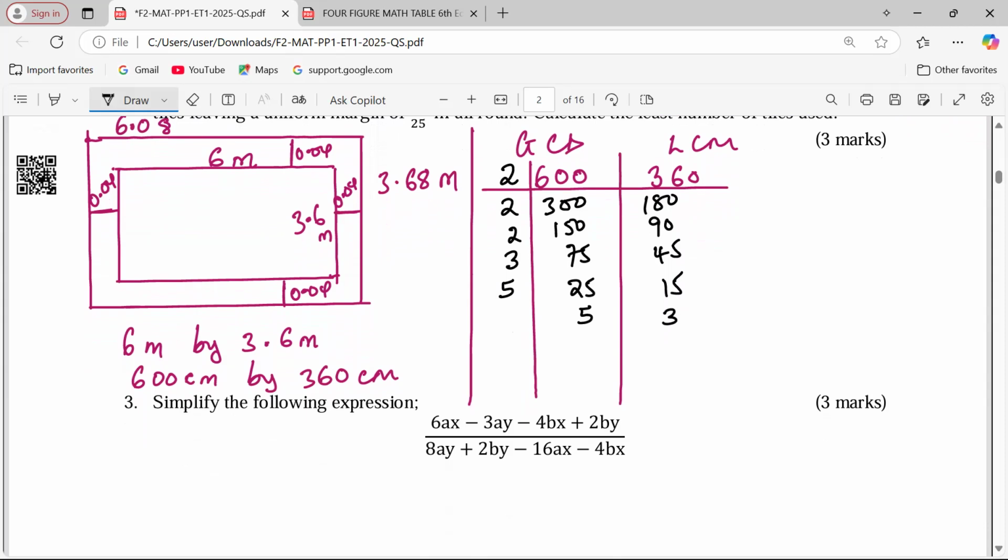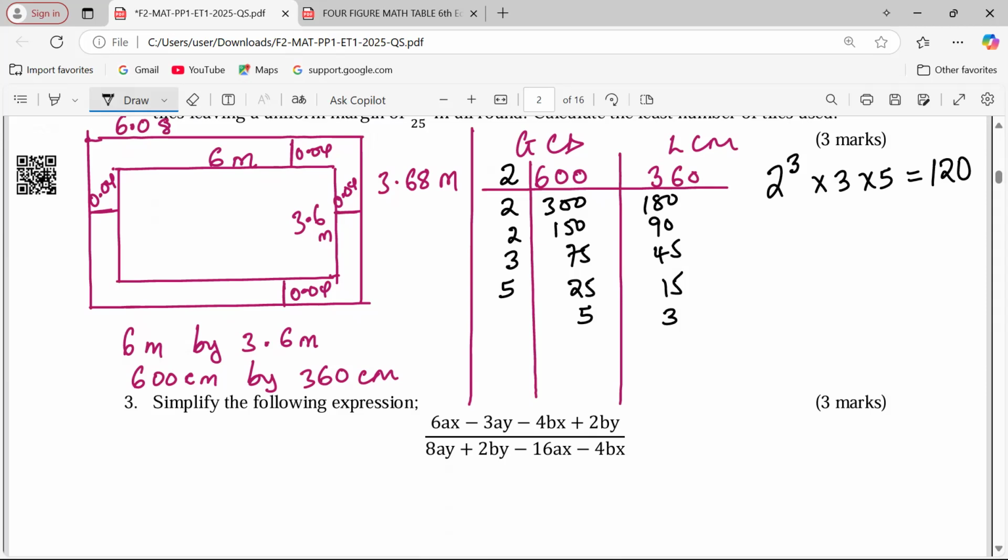So now the GCD is going to be 2 power 3 multiplied by 3 multiplied by 5. So this will be 8 multiplied by 3 multiplied by 5, giving us 120. Yeah, 120 centimeters.